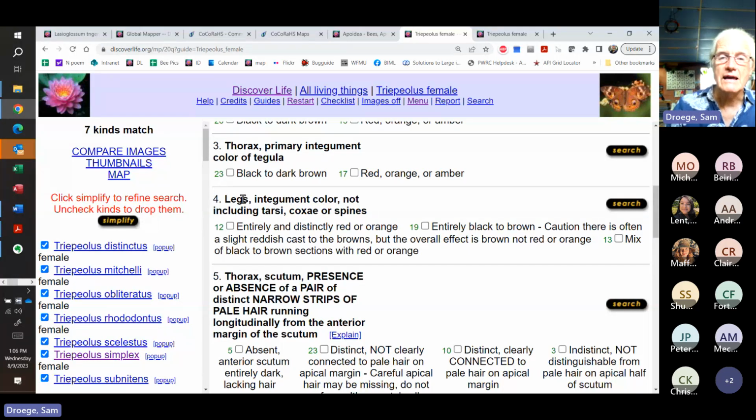So here again, legs integument color, and it's saying to ignore the tarsal segments and the coxae spines, and you have now a little bit more choice because we allow for some ambiguity. So we have the much rarer case, the only 12, entirely and distinctly red or orange. Some really are all red, and when you see something like that, usually that's obvious, and usually that's going to help you narrow down your list quite a bit. And then you have some entirely brown to black, and then a bunch of them have a mix of colors.